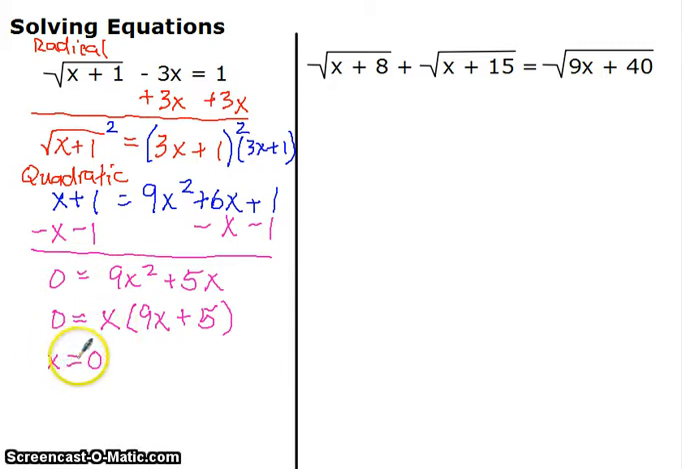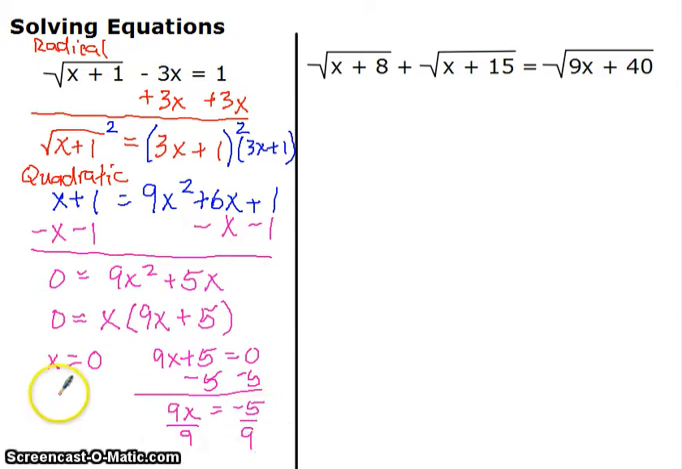So 0 might be one of our answers. And then set 9x plus 5 equal to 0. And this one we have to do a little solving. We subtract 5. We divide by 9. And you get x equals negative 5 ninths.